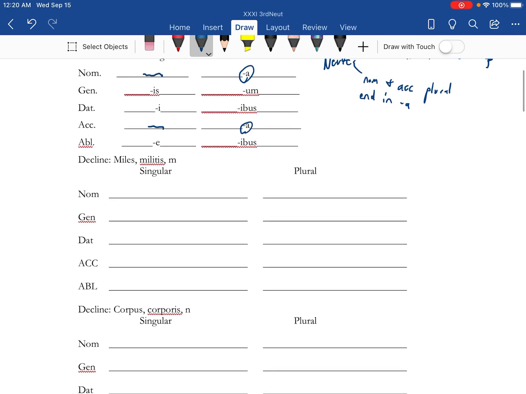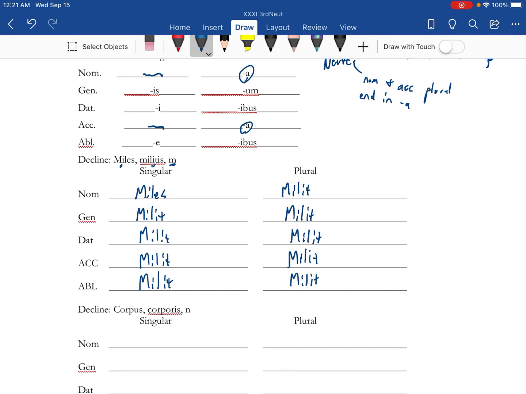So let's see how this works. This is masculine, so this guy goes in the first blank. This is genitive. We're going to take off the IS to get our stem for the rest of them. All right, we're going to add our endings: is, em, e, es, es, ibus, es, ibus. And those are your typical endings.